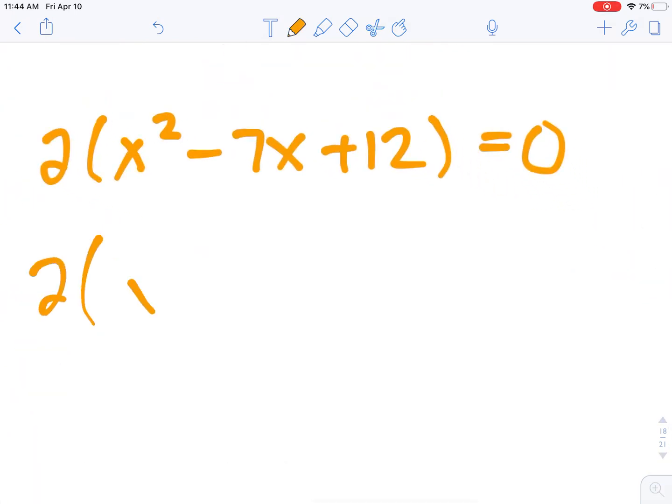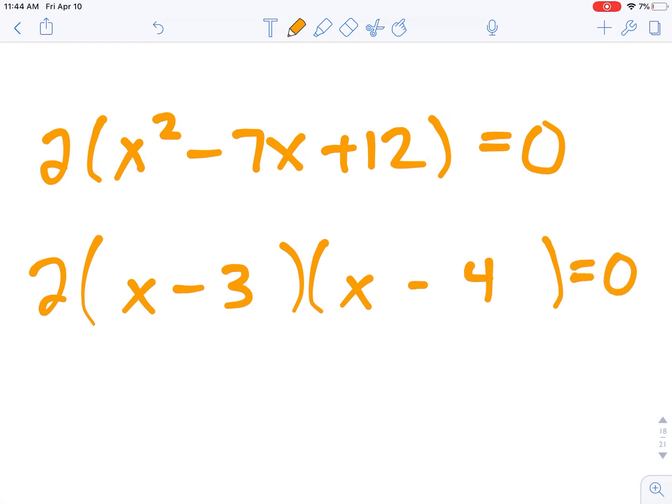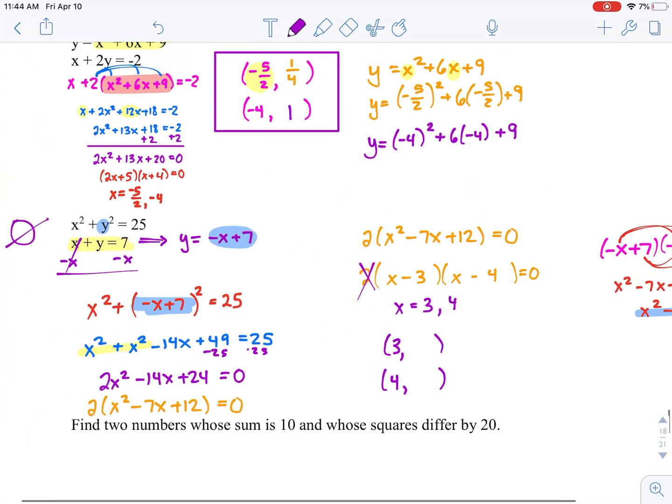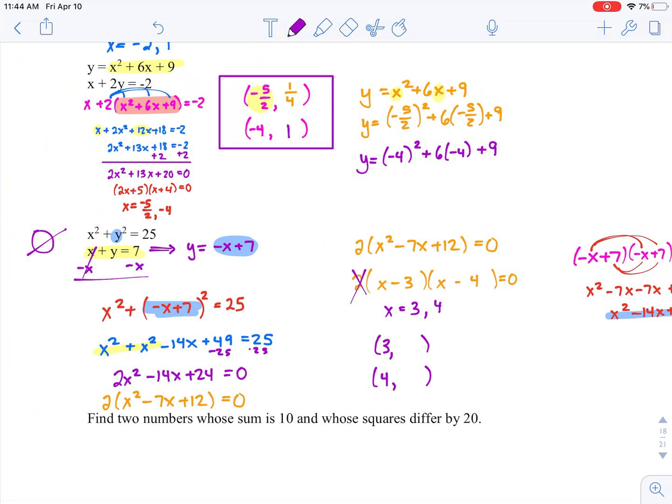The 2 will hang out in front, and what multiplies to 12 and adds to -7 is -3 and -4. When you solve, you don't need to worry about the 2 that's in front because there's no variable with it. When you solve, you get x is 3 and then x is 4. Setting up my ordered pairs, I have my x is 3 and my x is 4. Now, you won't always have your x values as the one that you're solved for first. It just depends on the problem.